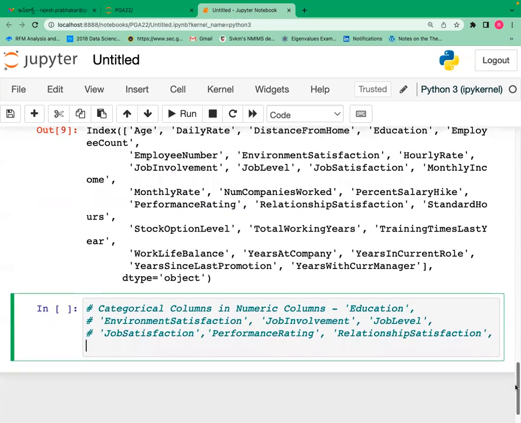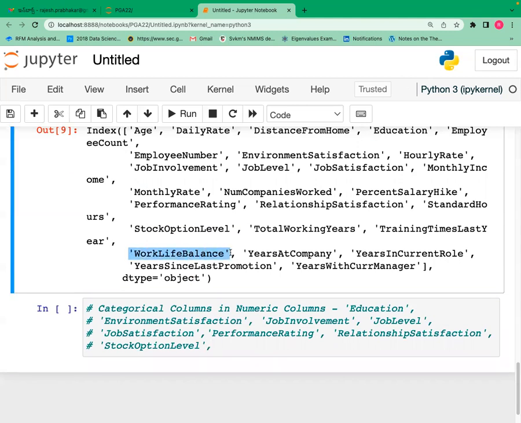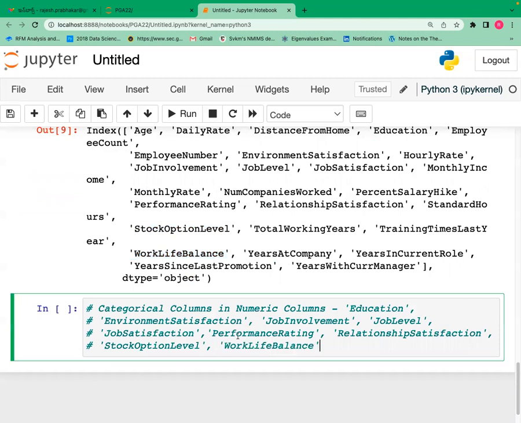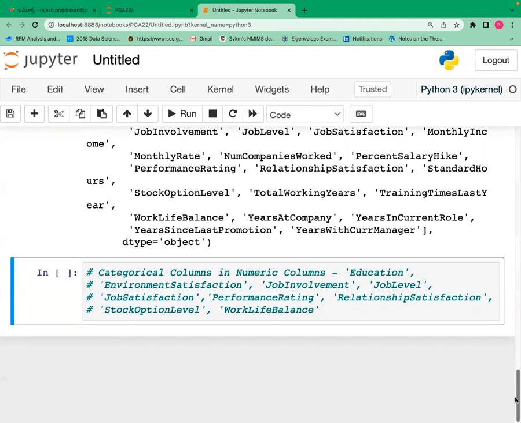Standard hours, numerical. Stock option level, categorical. Then total working years, training time last year, work-life balance, I think it is categorical. Years at company and the rest are, I think, all numerical, right? Now, to make sure whether these are really categorical or not, we have to check. We are assuming that these are categorical, but we need to check.